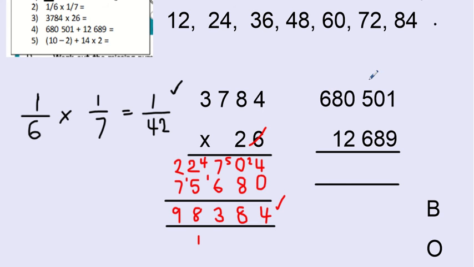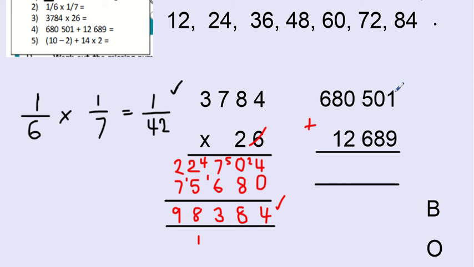So, number 4 then, we've got 680,501, add 12,689. I'm sure you're all bored of me saying this, you're fed up with this, Miss Dyer, because we know this. Make sure all your digits are lined up accurately.